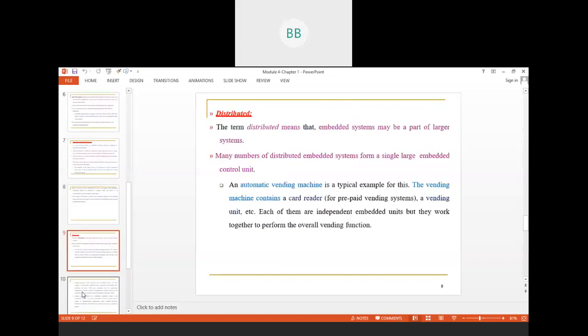The next important characteristic is distributed embedded system. Designing a distributed embedded system means the embedded system is a large system that is made up of several units, and each of these units performs different types of functions. So divide the function among various units that make up the embedded system.